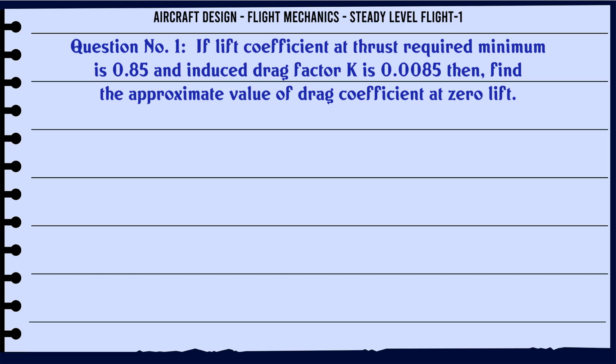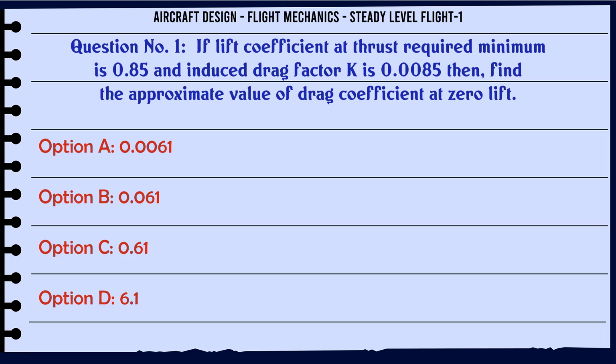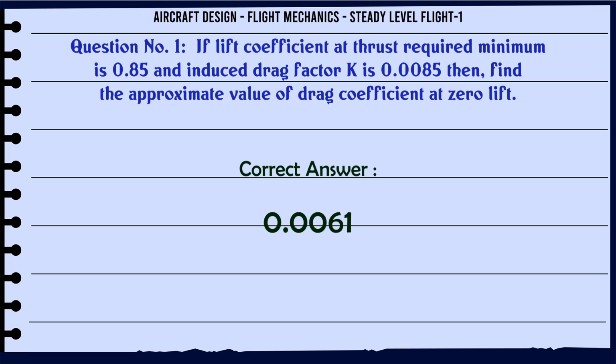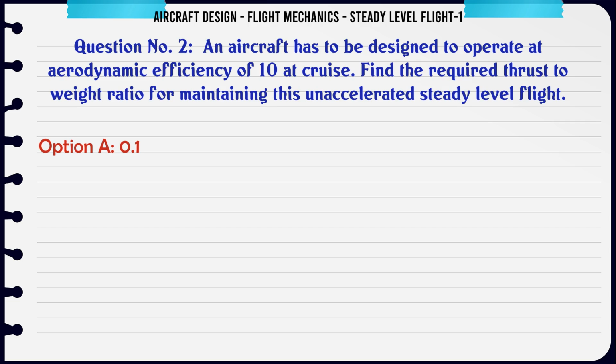If lift coefficient at thrust required minimum is 0.85 and induced drag factor K is 0.0085, then find the approximate value of drag coefficient at zero lift. A: 0.0061, B: 0.061, C: 0.61, D: 6.1. The correct answer is 0.0061.